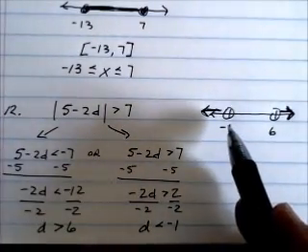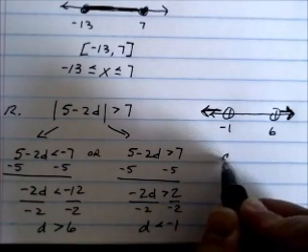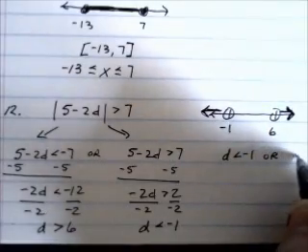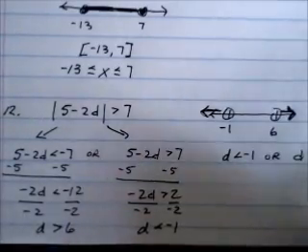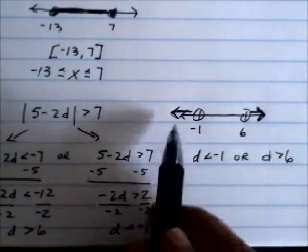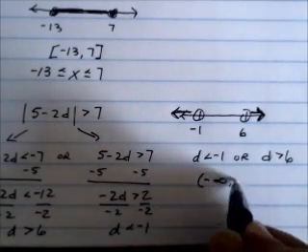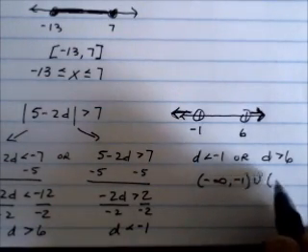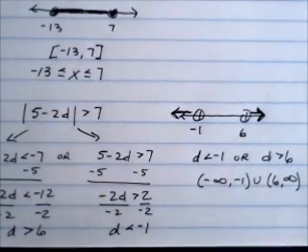Okay, so now symbolically, these are all values of d that are less than negative 1 or greater than 6. And in interval notation, we're going from negative infinity to negative 1, parentheses, union with 6 to positive infinity.